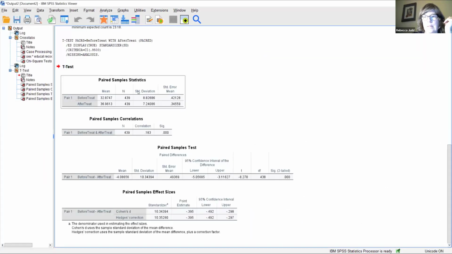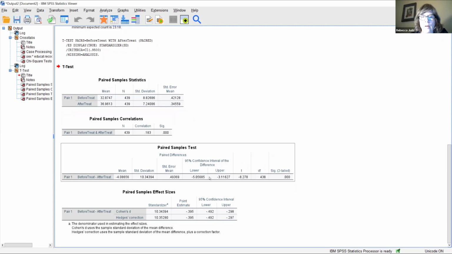Do you see paired sample statistics? Okay. So in the paired sample statistics, we have 439. Before treatment, the mean was 32.87. After treatment, the mean was 36.96. So based on this, we're going to say higher scores mean more tolerance, lower scores mean less tolerance, because we want our intervention to have been effective, right? We want more tolerance after the intervention. So it is significant at the 0.000 level. We see this right here in this second table, okay?